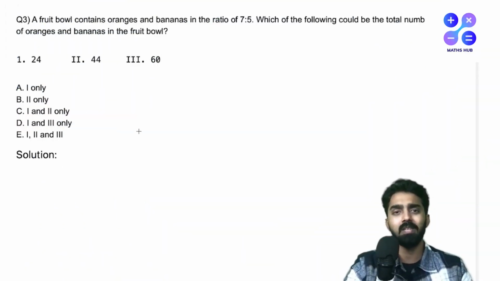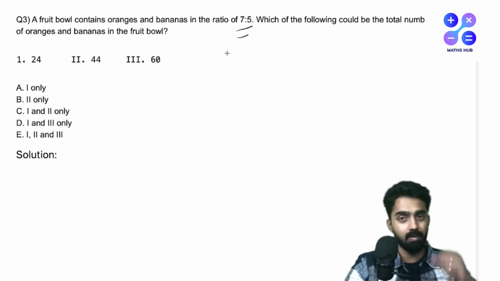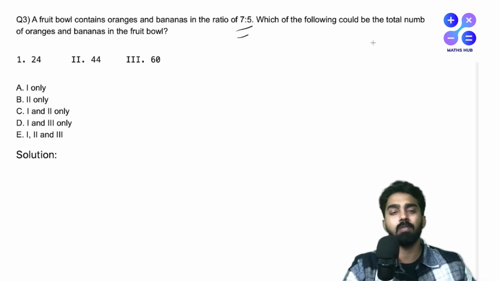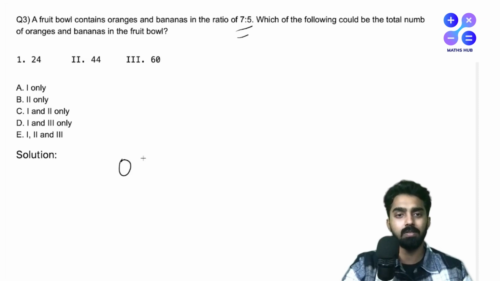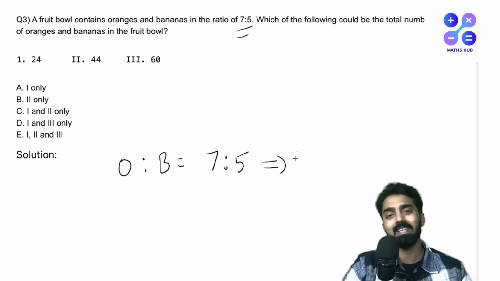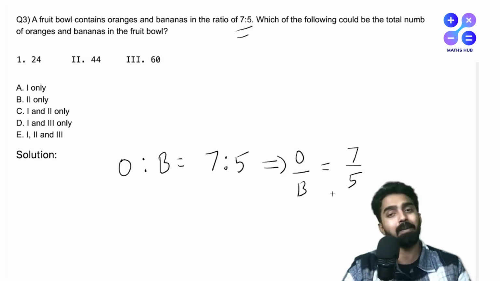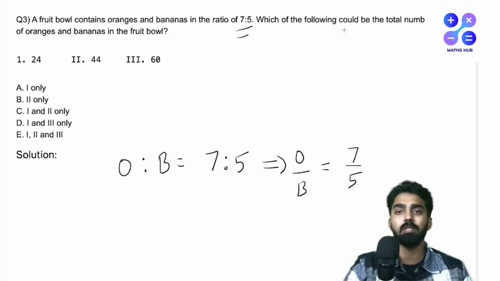Let's go to question number 3. Looks like a simple question, doesn't it? A fruit bowl contains oranges and bananas in the ratio of 7:5. Which of the following could be the total number of oranges and bananas in the fruit bowl? So we have oranges to bananas in the ratio of 7:5. Or for simplicity's sake, which I like to do, is to write it as a fraction. It's not technically wrong, but they are not the same. Remember that.